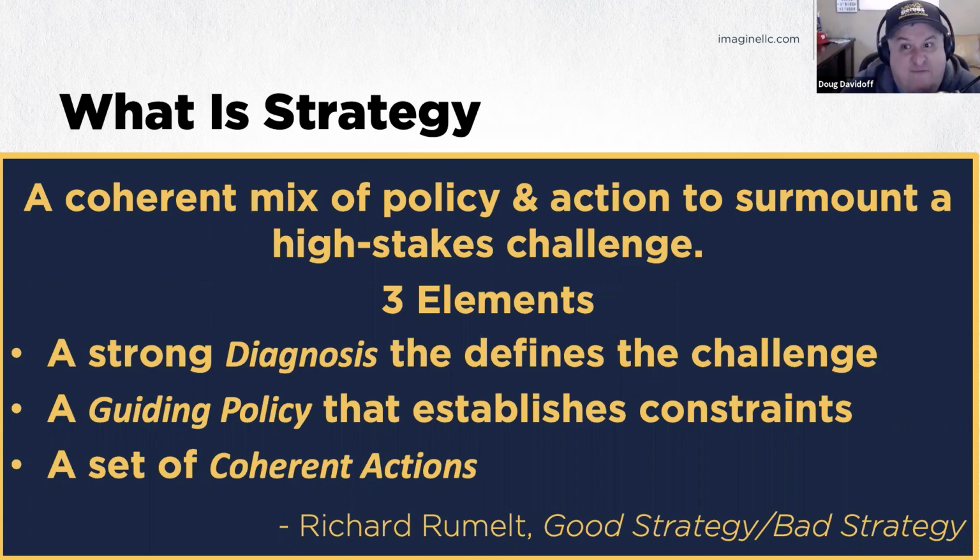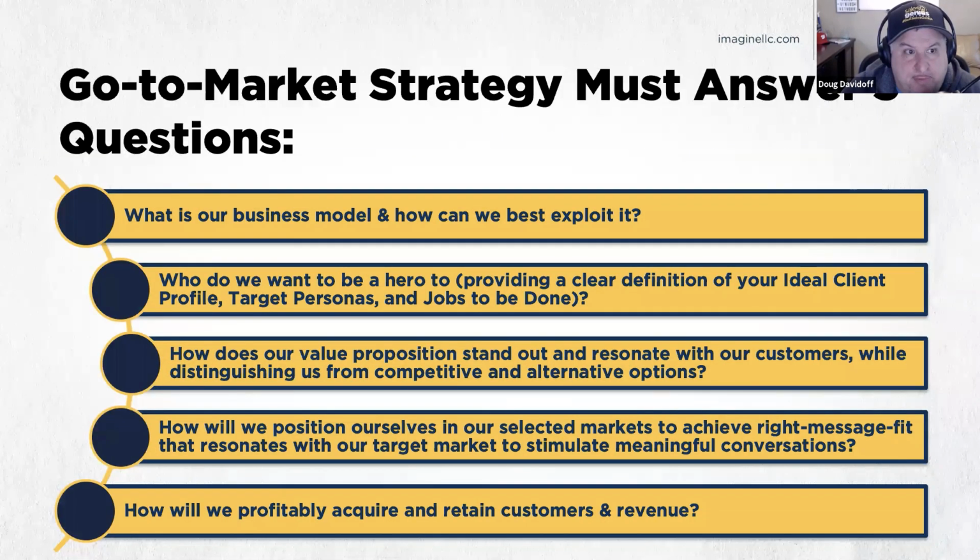You know you have a good go-to-market strategy when you can answer very clearly and distinctly, and by the way, everyone in your company can answer it the same way, when you can answer these 5 questions. What is our business model and how can we best exploit it? Who do we want to be a hero to? Who's our target customer? This provides a clear definition of your ideal client, your personas, the jobs that your ideal clients and personas are trying to do. The third question, how does your value proposition stand out and resonate with your customers?